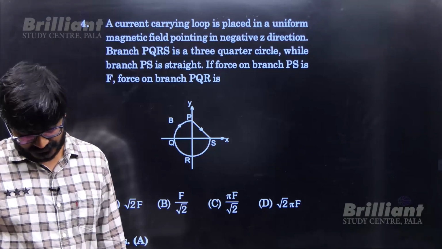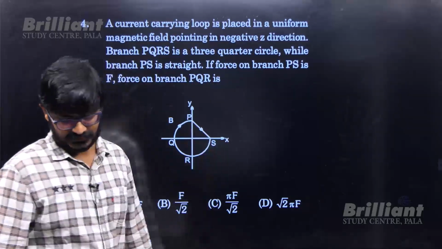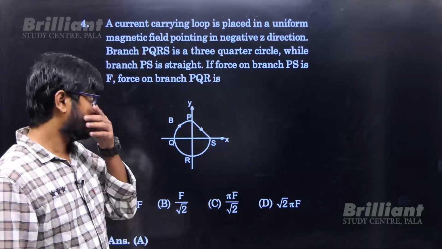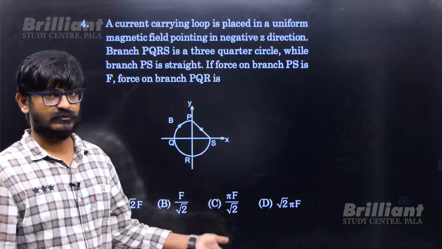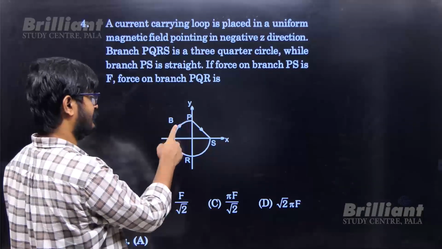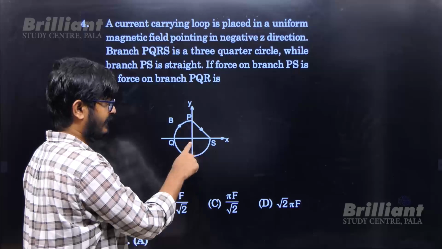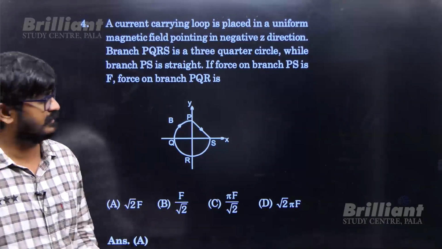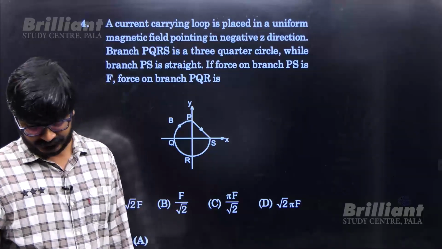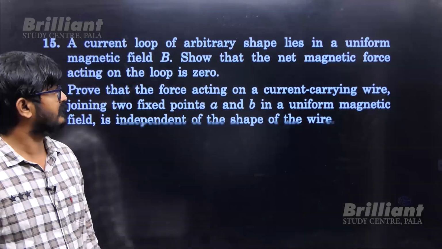So force on branch PS, how to find it? Yeah, you can find I into L bar cross B bar, or I into the integral of DL bar cross B bar. Similarly for this one, what you can do is replace it with a line joining the ends, right? So okay, what is the reason? I think you must be knowing it, you might have heard in the class. So the reason behind it is I will be generally taking these two as the example.